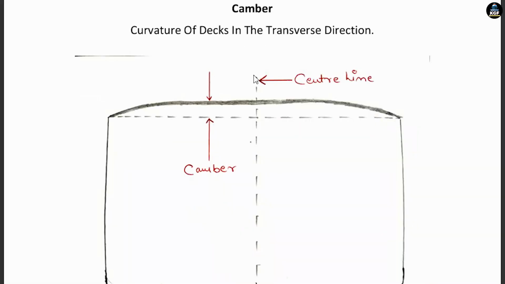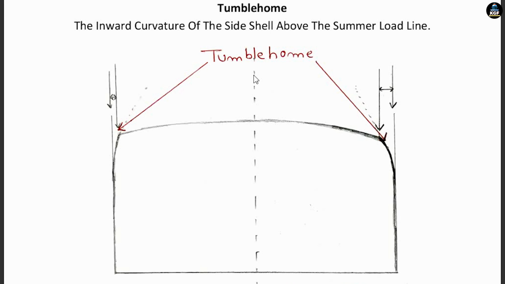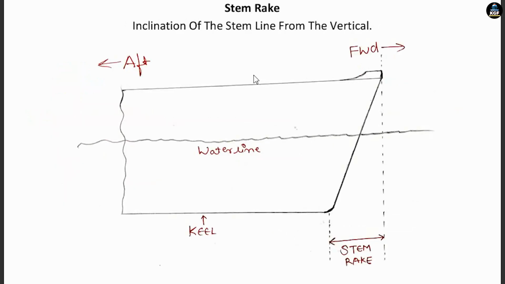Okay. Next will be the camber, the curvature of decks in the transverse direction. You can refer to the diagram to understand the definition. Rise of floor will be the rise of the bottom shell plating line above the baseline. This rise is measured at the line of moulded beam. The inward curvature of the side shell above the summer load line is called tumble home. Shear will be the curvature of decks in the longitudinal direction. Steam rack will be the inclination of the stem line from the vertical.